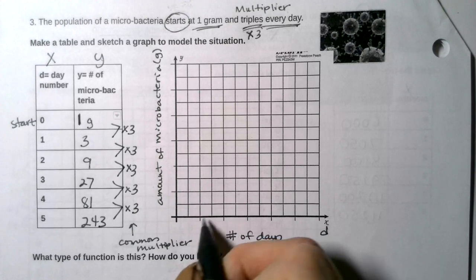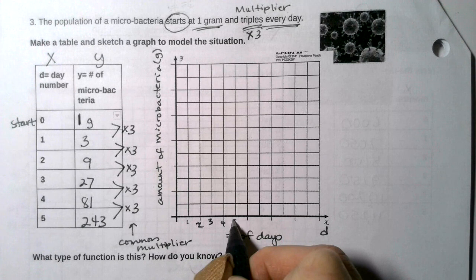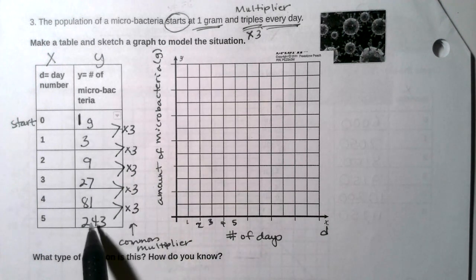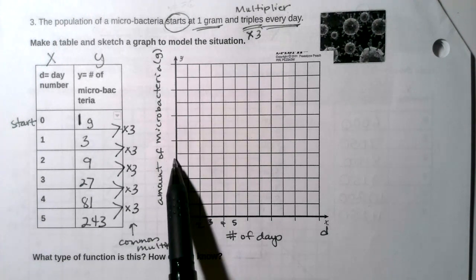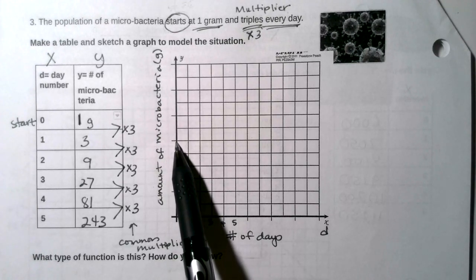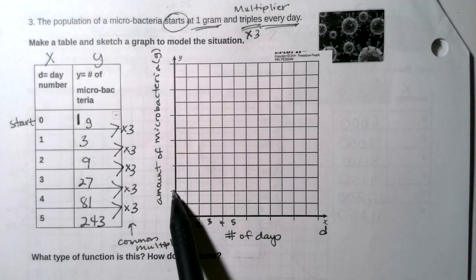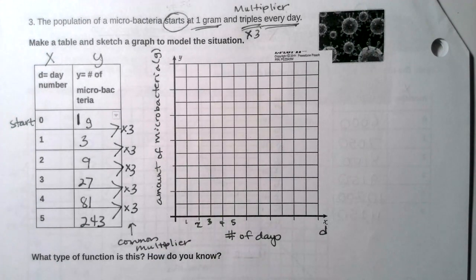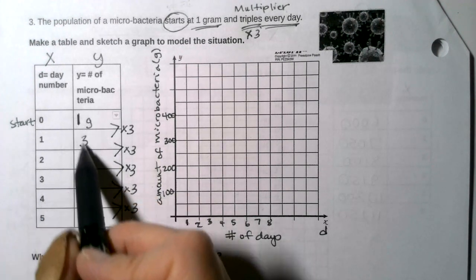To choose a scale here, I'm simply going to go by 1 for my days. And for the microbacteria, I know that already at day 5, I'm at almost 250. So if I go by 100, 200, 300, I'm already to here. It does give me a little bit more. So I think these big marks here, I'm going to go by 100. And to plot my points, that means every box vertically is 50. And that means for a while, these are going to be pretty small.